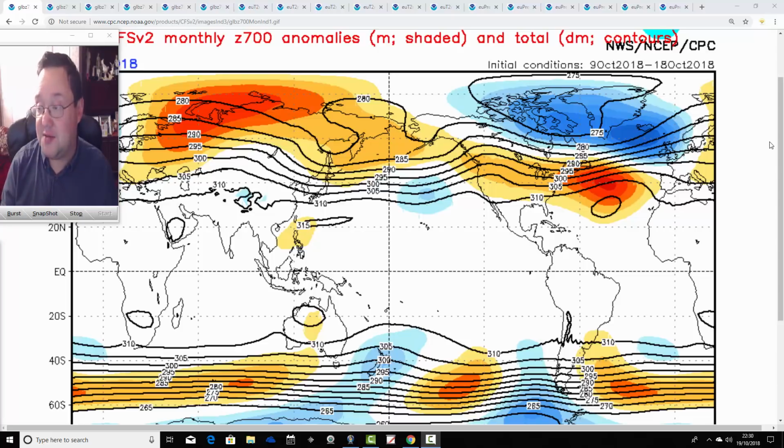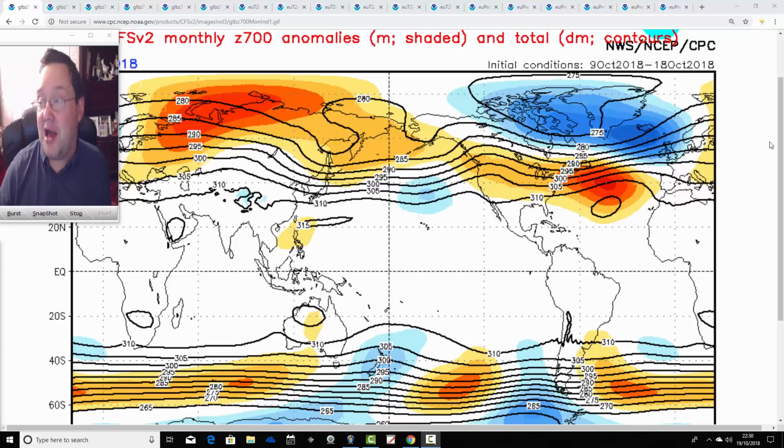So, down to the CFS 6 month look ahead after all that plugging is done. We're going to start off with 700 millibar height anomalies from the CFS V2 for the next 6 months. Then we'll have a look at the corresponding temperature and finally the corresponding precipitation anomalies that go with those heights.